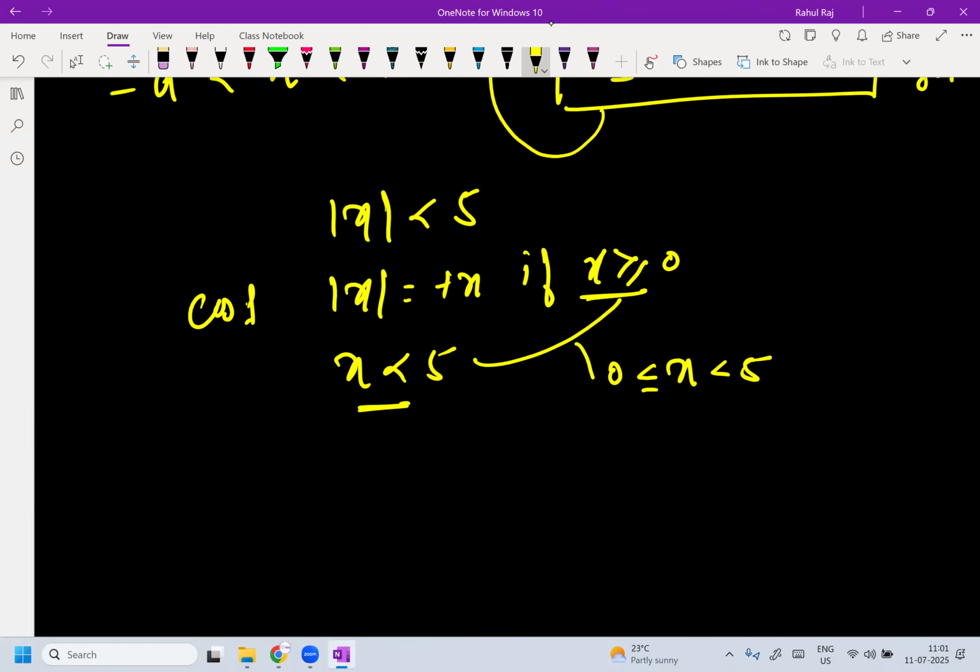So mod x less than 5, I'm solving it. Case 1 is what? Just break mod x with the definition. Mod x is equal to positive x when x is greater than or equal to 0. Now it means positive x is less than 5. So what is my solution? x lies between 0 and 5.